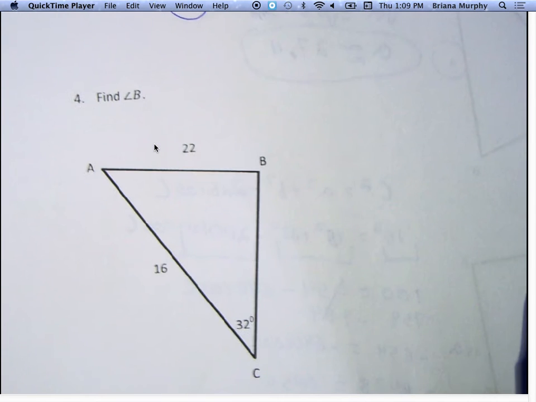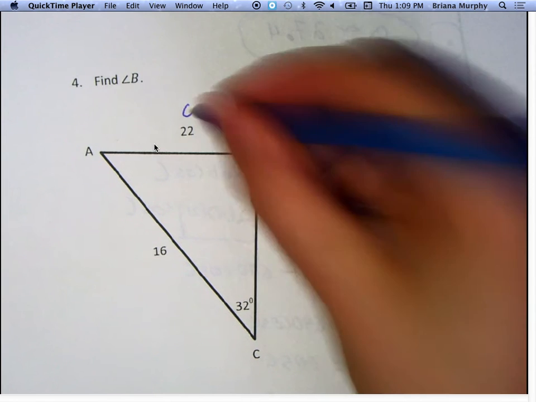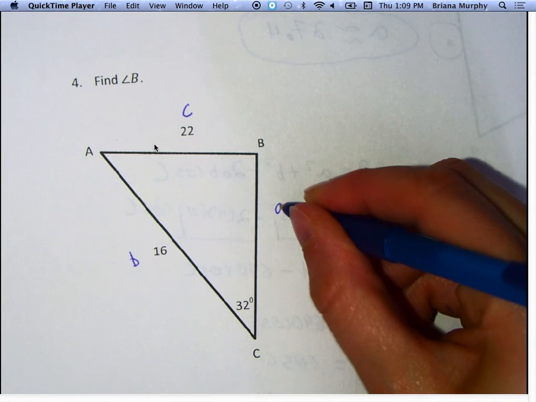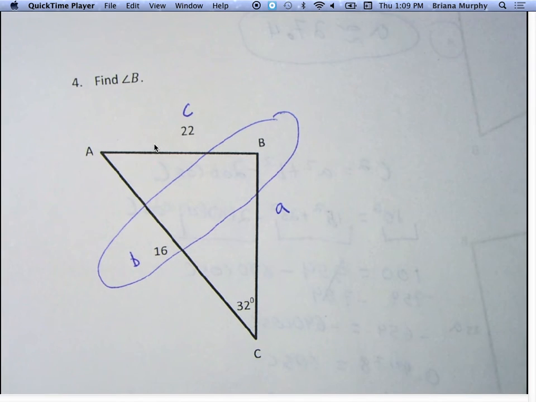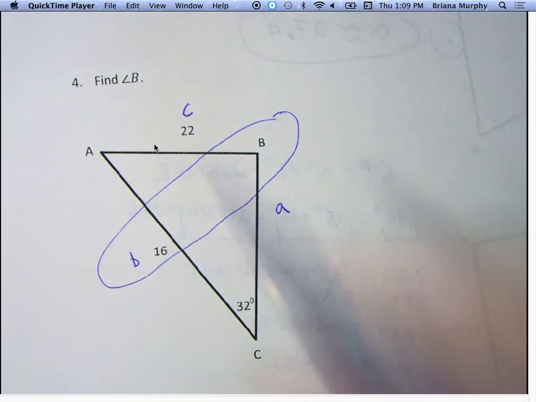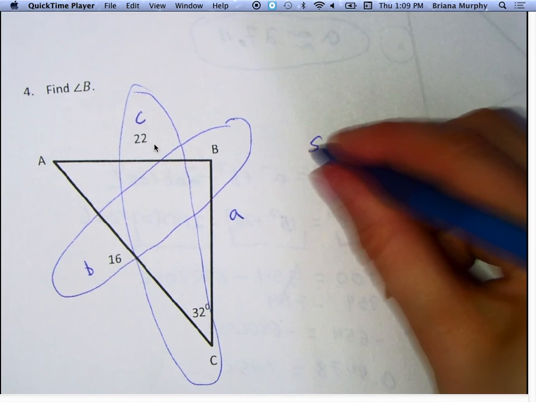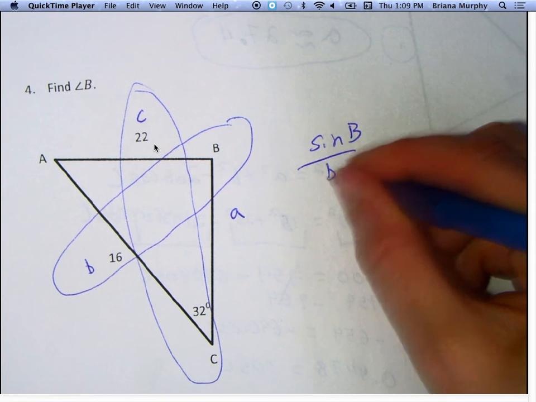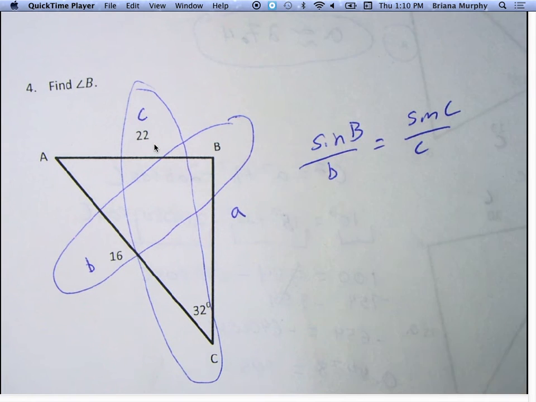We're going to do it with angles now. I'm going to label little c, little b, little a. I'm looking for angle B, so I have to use B. Which other one has an angle and a side? C's, correct? Okay. So I'm going to say sine B over little b equals sine C over little c. Again, you don't need to write this each time. I just like to write it at first so you guys know where they go.